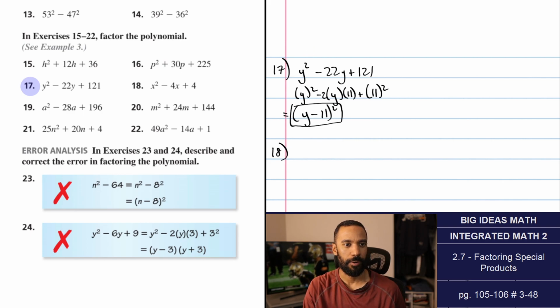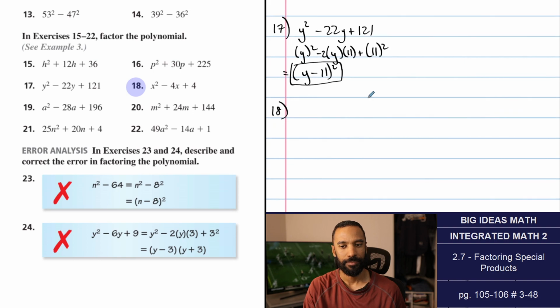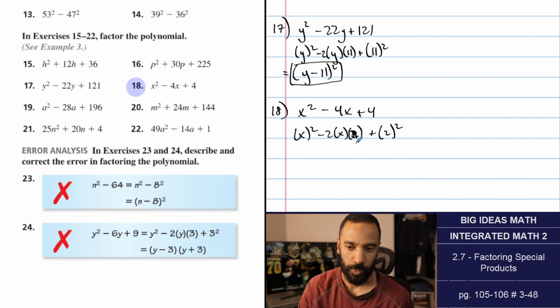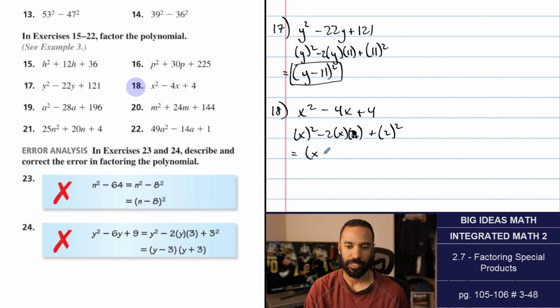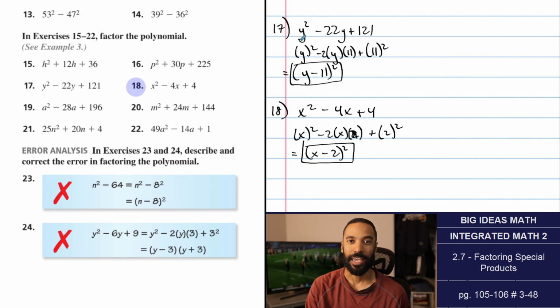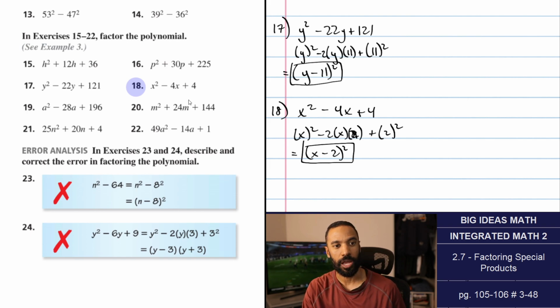Number 18, x squared minus 4x plus 4. 4 is 2 squared, and doubling 2 also gets you 4, so it looks like this will show up in that way. This is x squared, this is 2 squared, and we're subtracting 2 times x times 2, not 4. Doubling 2x, we get 4x. This becomes x minus 2 quantity squared. You can tell probably that I can't wait to not show this middle step. I especially can't wait till I'm out of this section, not because of the section itself.